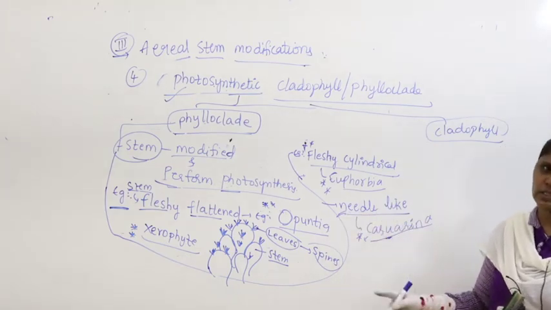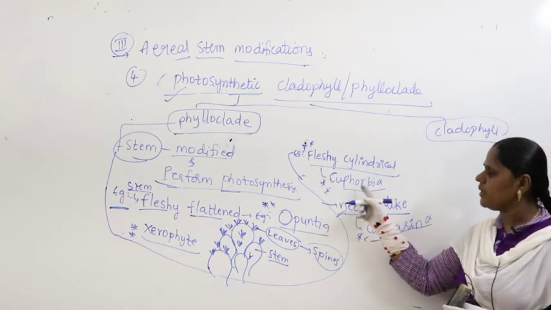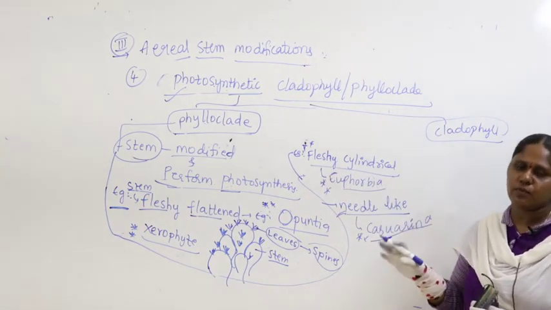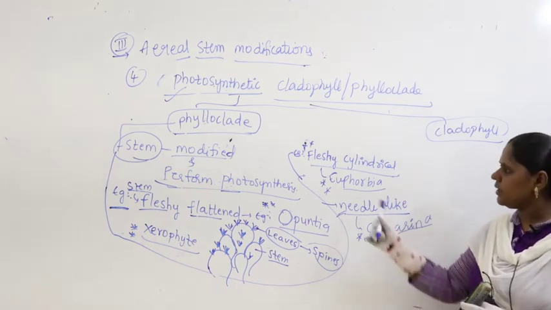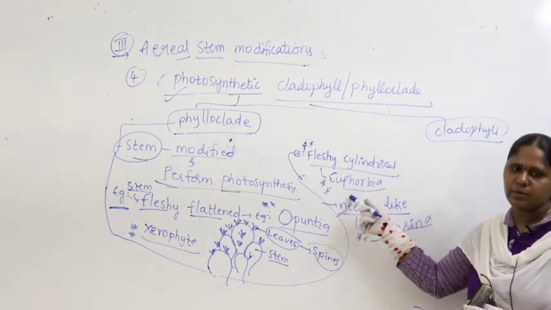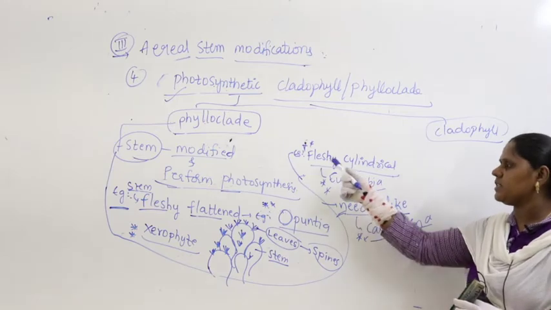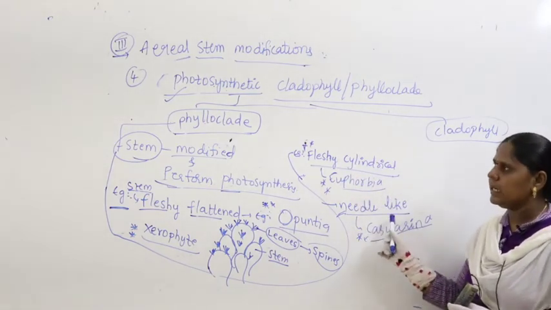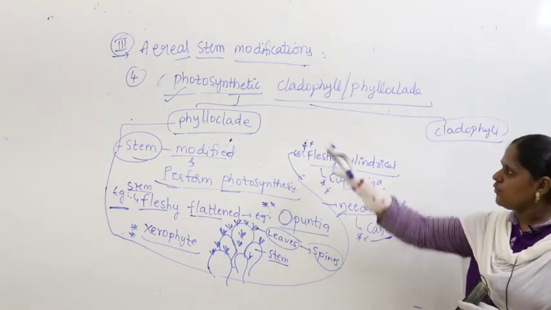In members of Euphorbia, the stem becomes fleshy, cylindrical and performs photosynthesis. Here Casuarina also you can take as an example, but very few Casuarina have fleshy cylindrical stems. Most of the Casuarina has a needle like stem. This is what is called phylloclade.